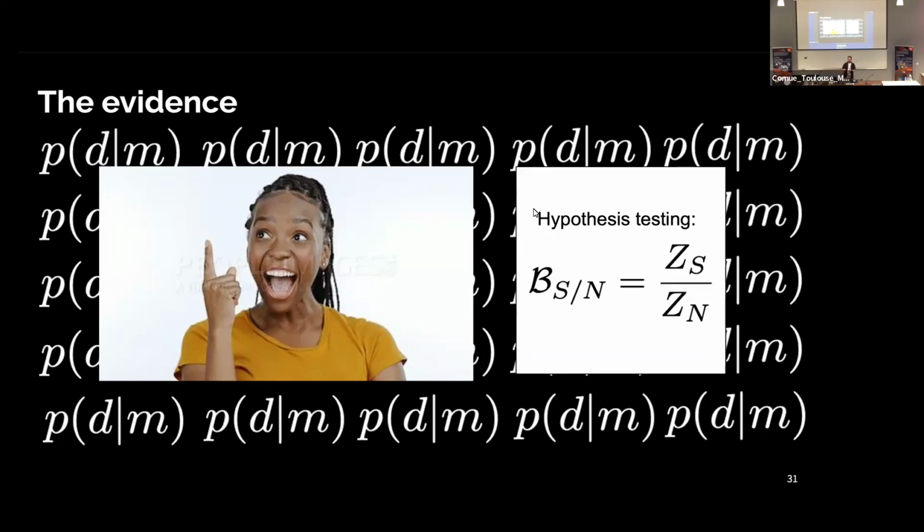You can also use this to test the hypothesis of different models and see which model better fits the data as well. So again, if you're interested in that, you can ask me later.